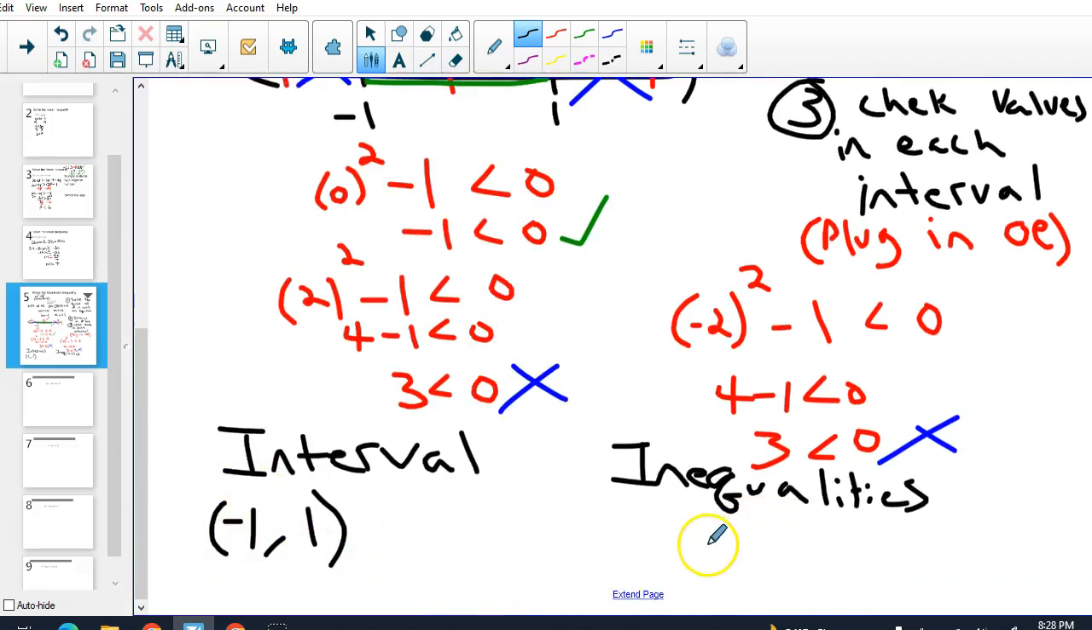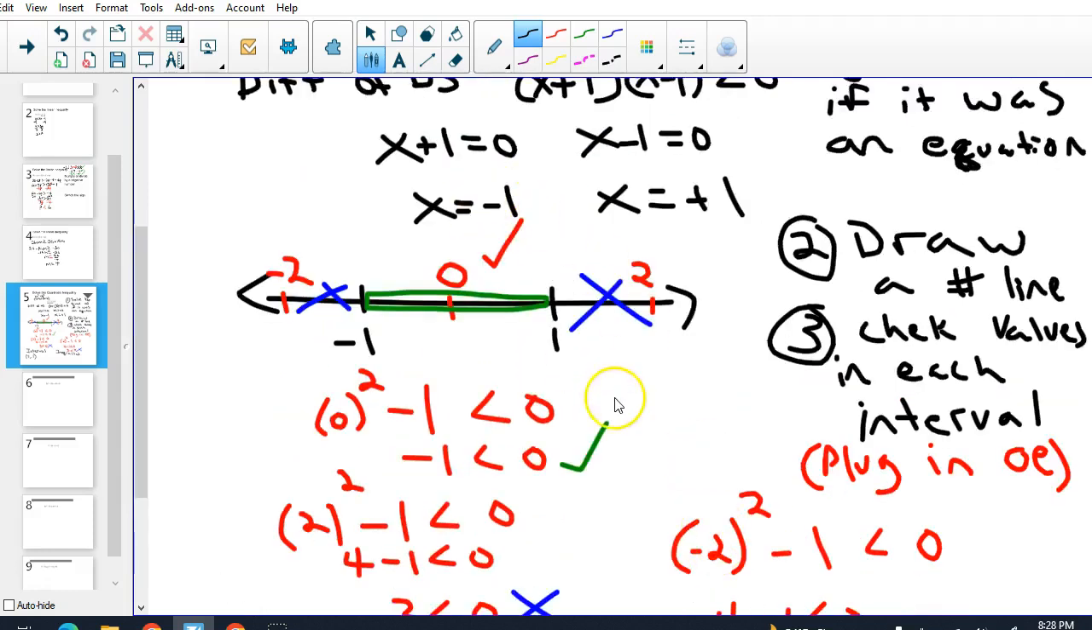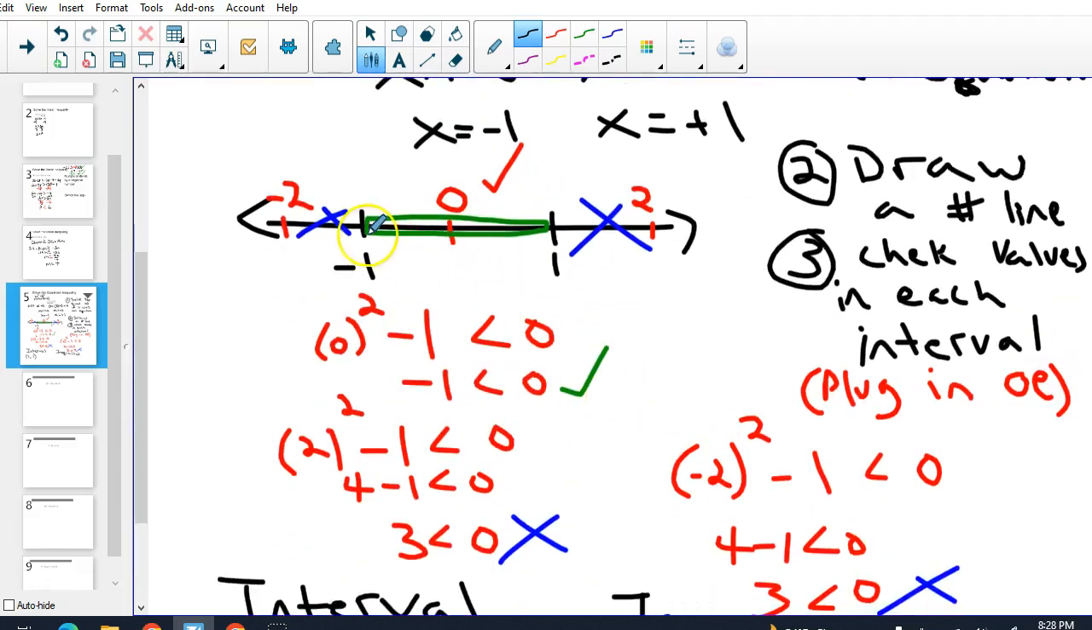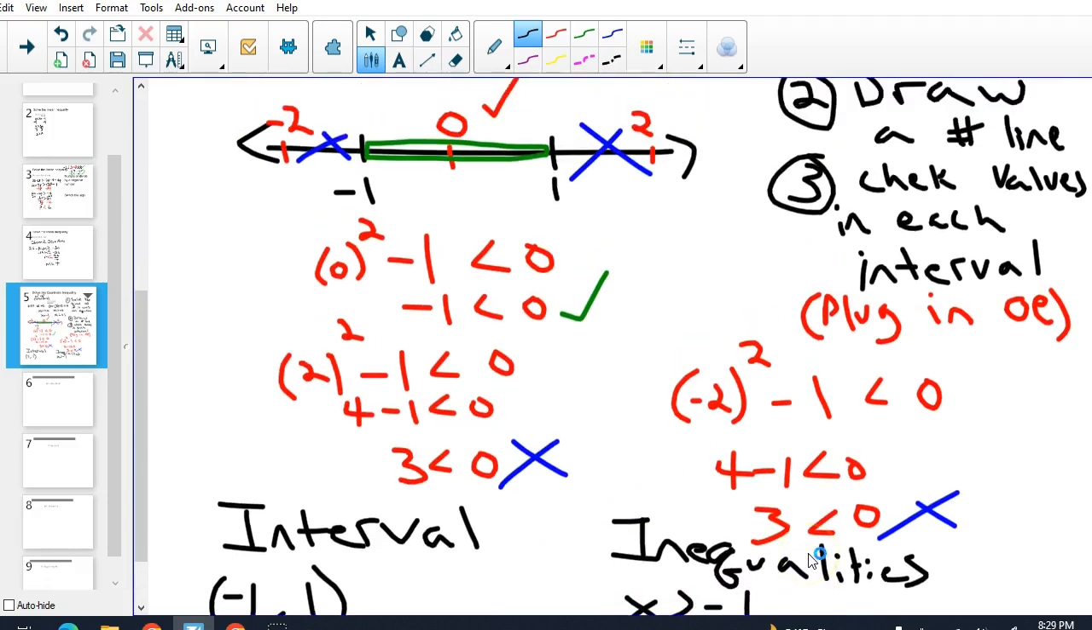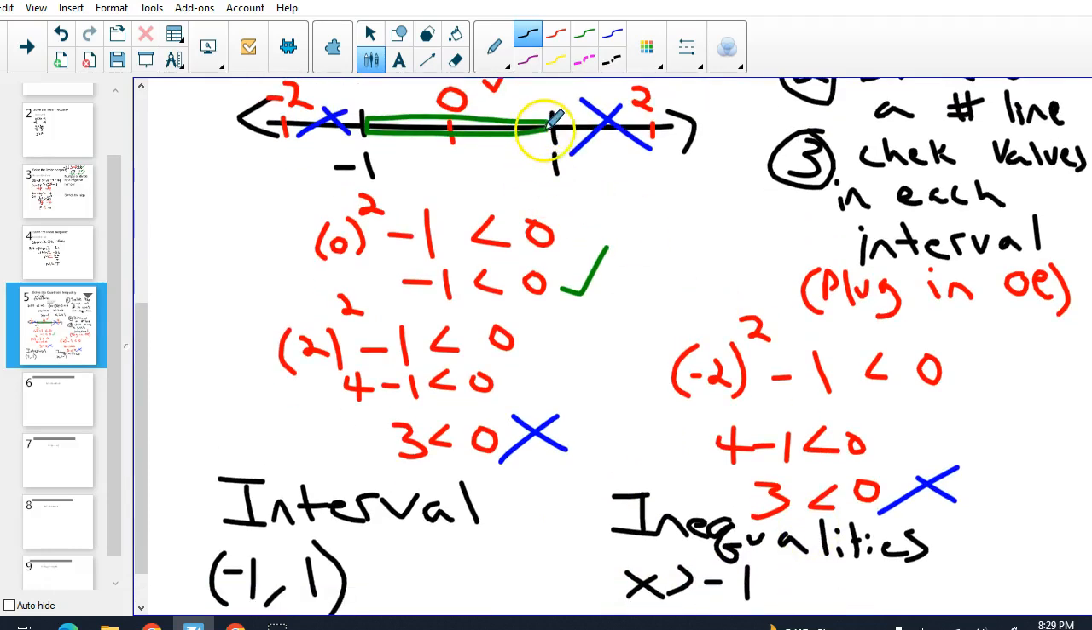If we want to write this with inequalities, x has to be bigger than -1 because our solution is to the right of it. So x is greater than -1. And x also has to be less than 1.